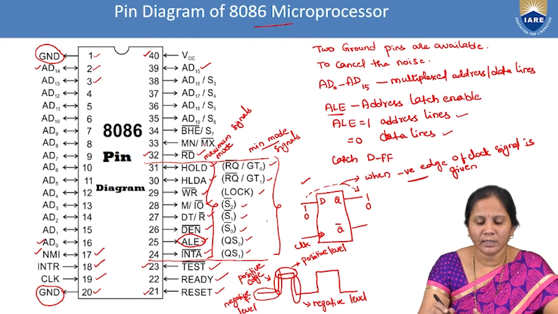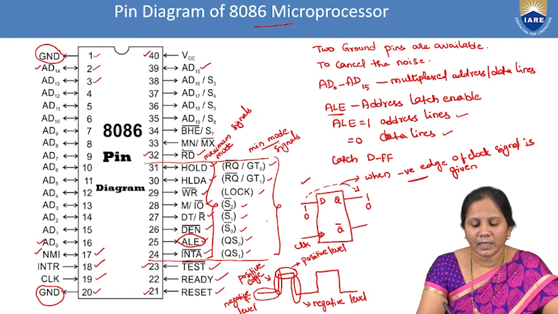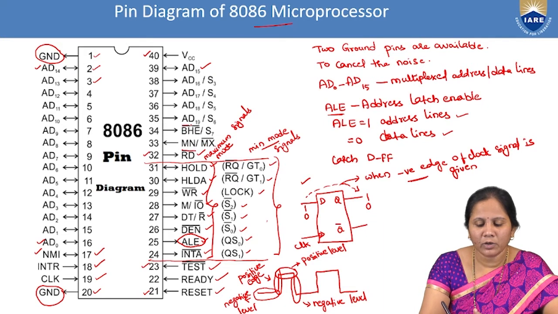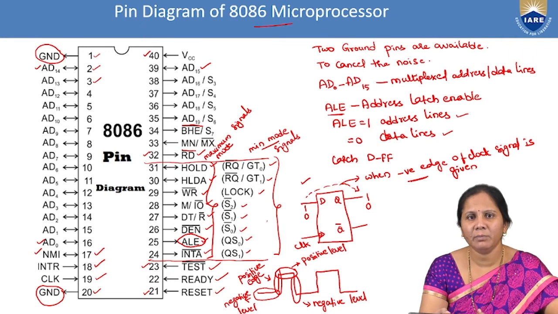In this pin configuration, we can observe that for some of the signals there is a bar on the top. All the signals having a bar on the top are called active low signals. They will be enabled when they are made active low.